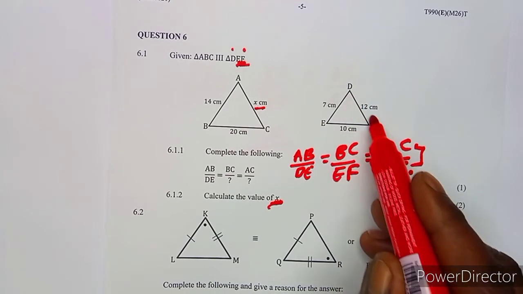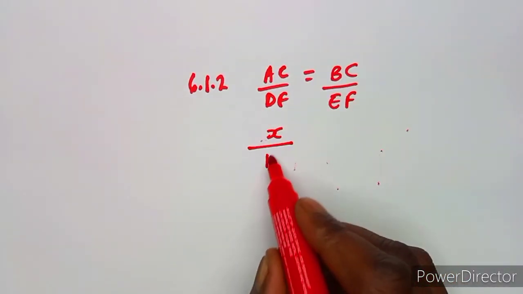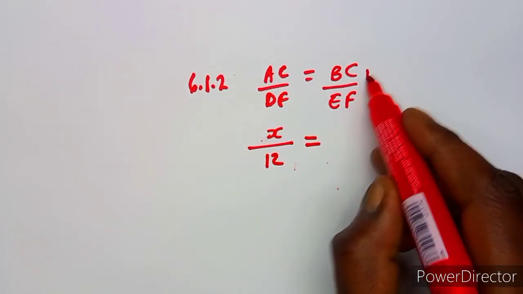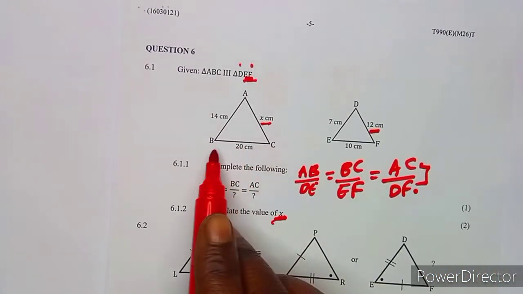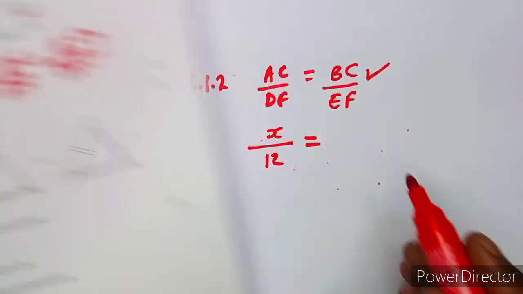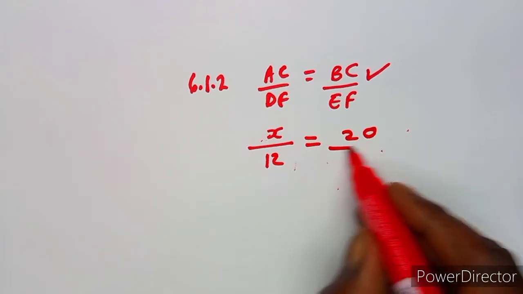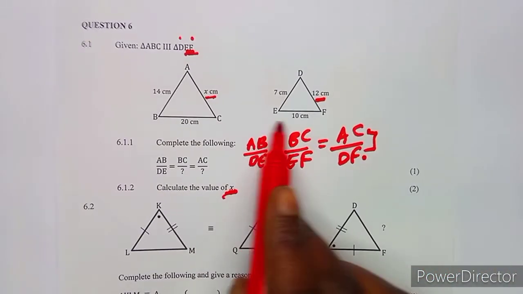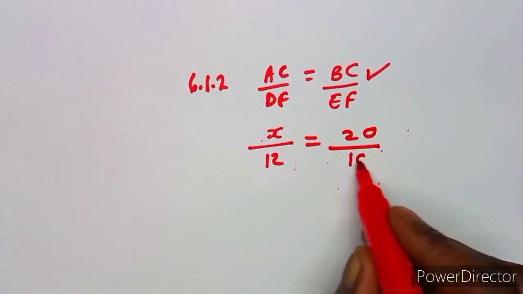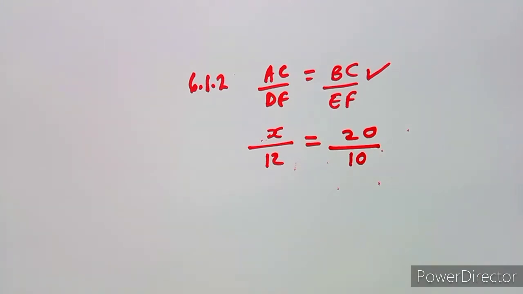D to F is 12. So you're going to substitute 12 here, which is equal to BC, which is 20, over EF, EF on this side, which is 10. So this is going to give us 10. So that's what we are having, guys.